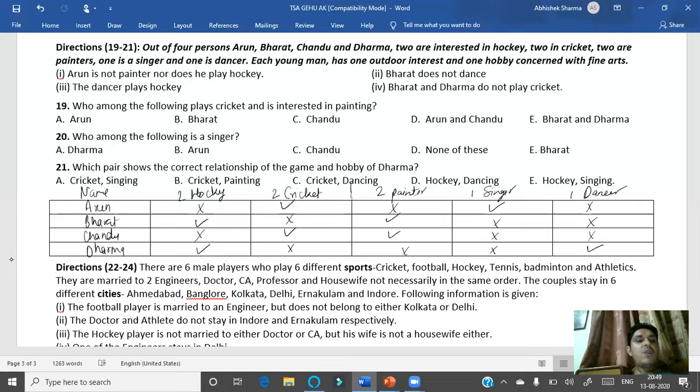Like if we check for question number 19, who among the following plays cricket? So cricket, Arun and Chandu. So Arun and Chandu, answer will be D. Thereafter, who among the following is a singer? So singer will be Arun. So answer will be B. And if we check for question number 21, which pair shows the correct relationship of game and hobbies of Dharma? So cricket singing, no. Cricket painting, no. Hockey and dancing. Hockey and dancing will be the correct option.